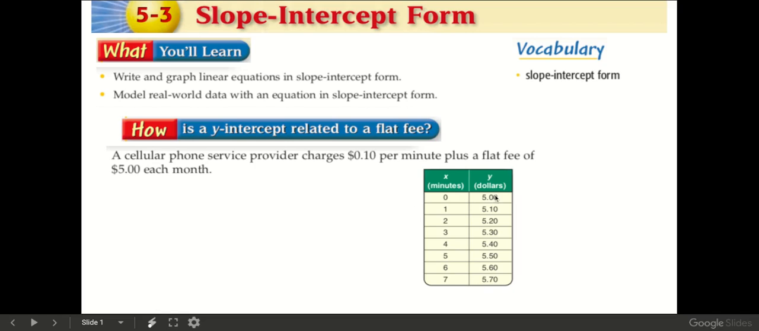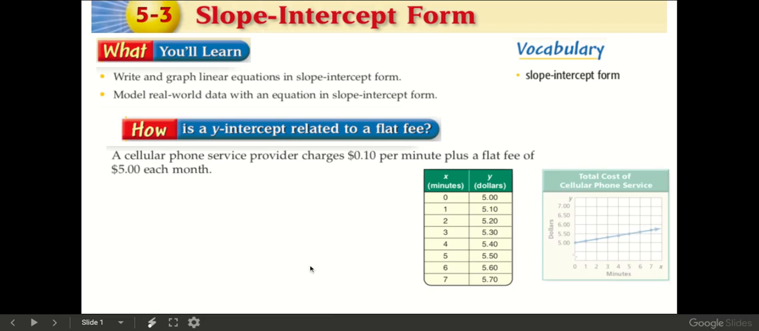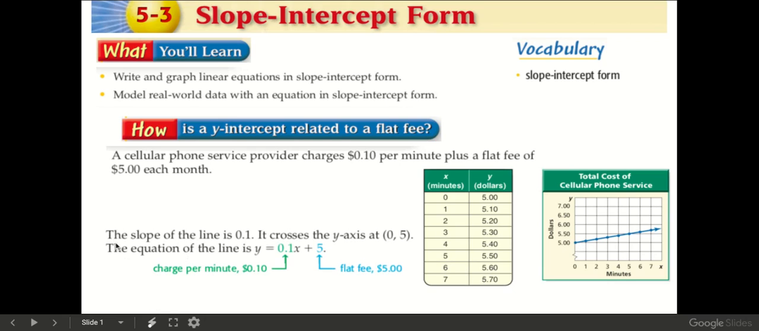So if I were to take these x and y coordinates and put them on a graph, it would look like this. And if you notice, here is my y-axis, right? When x is 0, it crosses the y-axis at $5. So this gives me an example of the slope of the line being 0.1, because it goes up 10 cents, 0.10, and it crosses the y-axis at 5, right, $5.